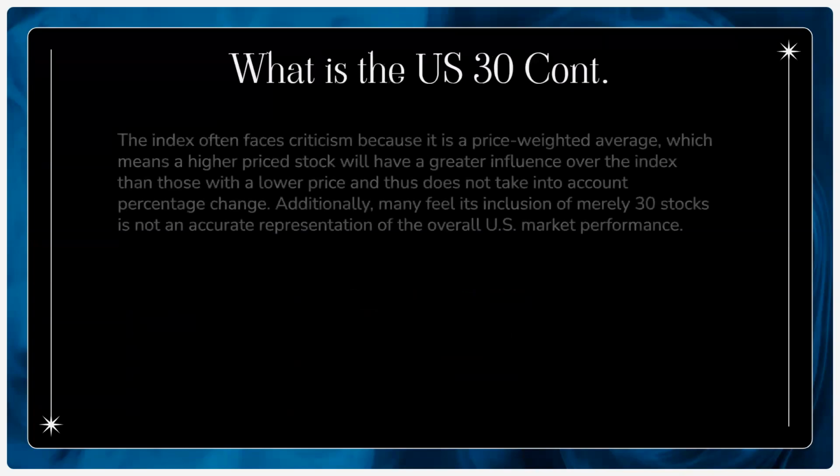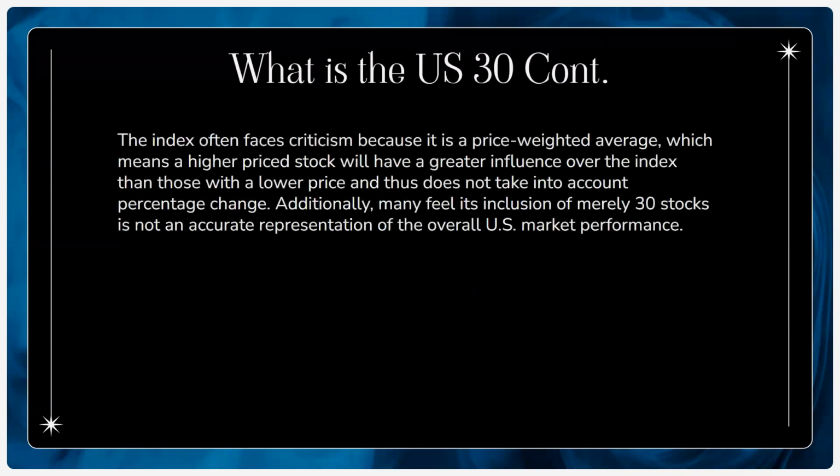What is the US 30? The index often faces criticism because it is a price weighted average, which means a higher price stock will have a greater influence over the index than those with a lower price and thus does not take into account percentage change. Additionally, many feel its inclusion of merely 30 stocks is not an accurate representation of the overall US market performance. And it isn't. And that's why they got the NAS 100 with the 100 stocks, and then they got the SPX 500 with 500.